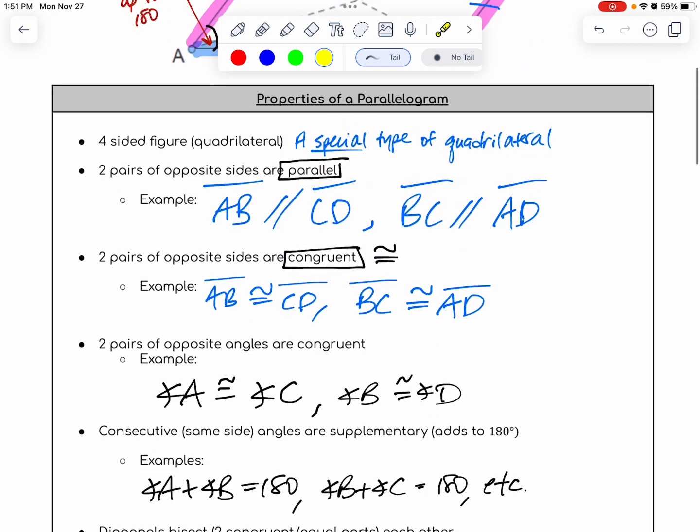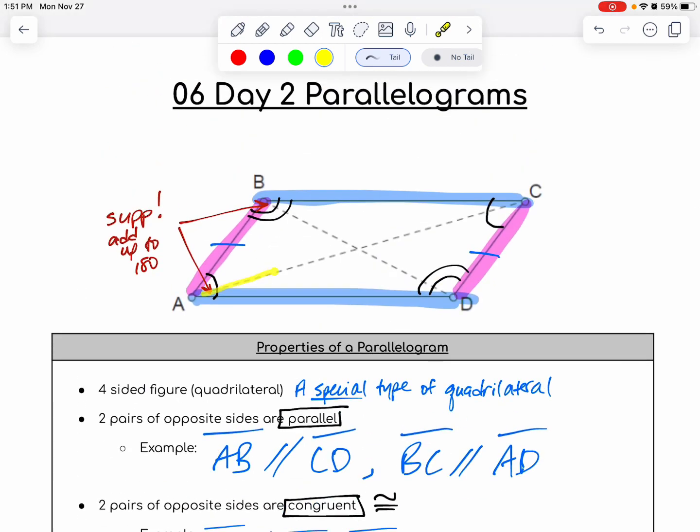The last property is the diagonals. Do you know what a diagonal is? It's these dotted lines right here. This is a diagonal because it goes diagonally through the parallelogram. And here's the other one. This is a diagonal. They bisect each other. That means they cut each other in half. We talked about the word bisect yesterday in class.